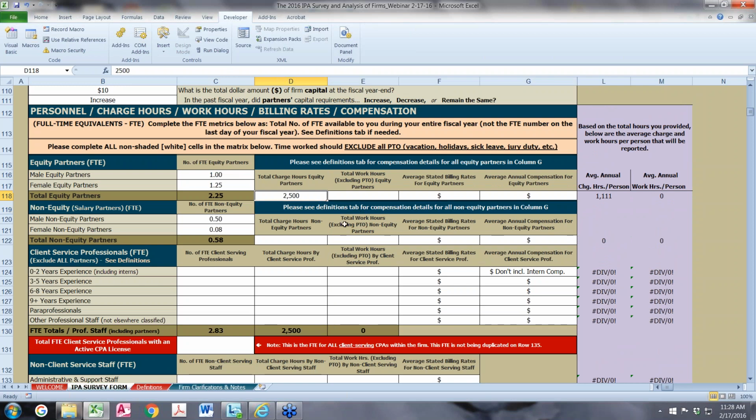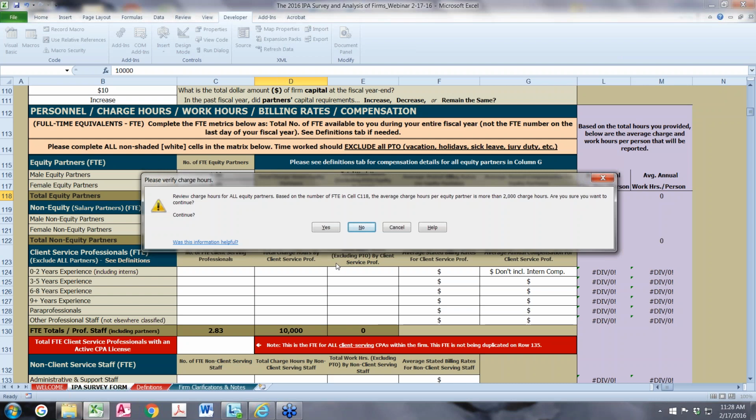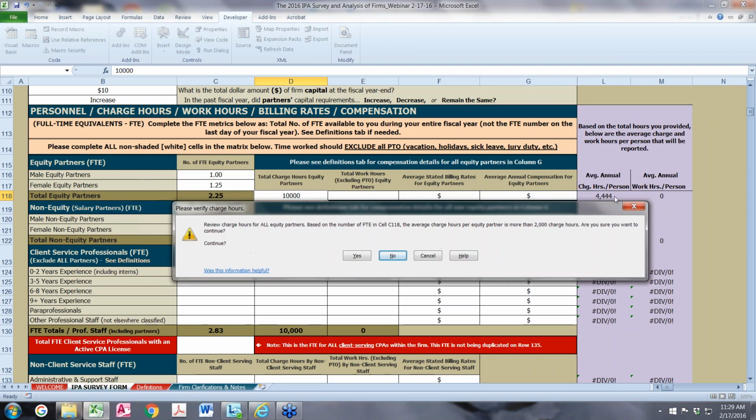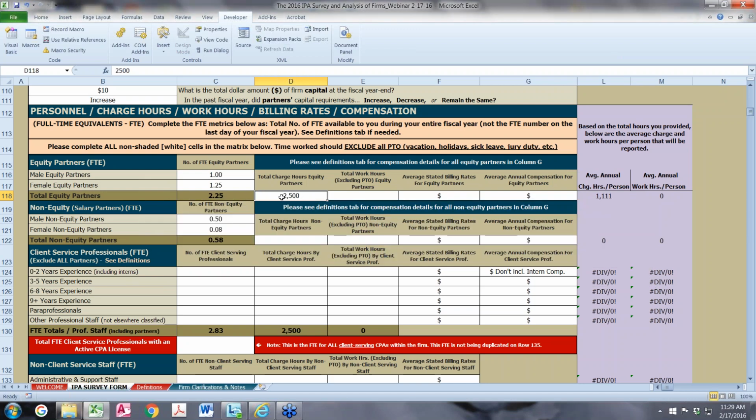And what you'll see here, if you put in a number that just doesn't make sense, and let's put in 10,000 into the charge hours for the 2.25 equity partners, note the pop-up warnings and the per person summary on the right. The pop-up warnings will tell you that what you put in has led to a calculation that doesn't make a lot of sense, and you have the option of either overwriting the warning or just cancel, and you can go ahead and put in the correct number instead.